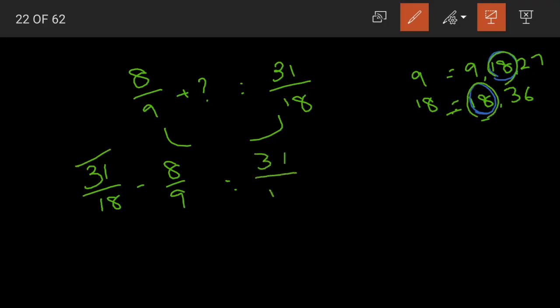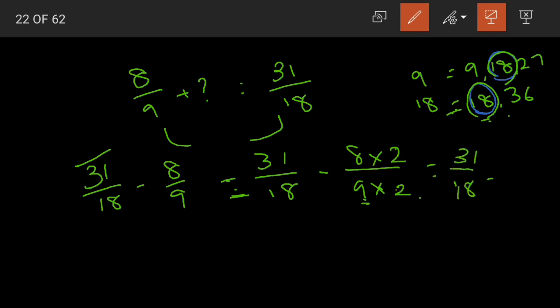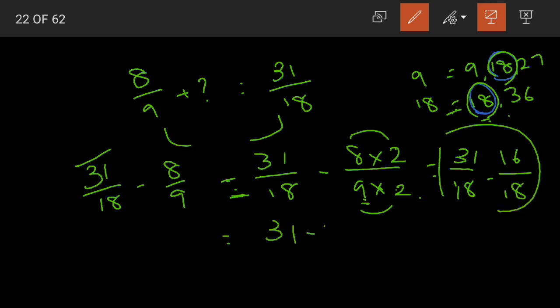The first one, 31 by 18, already has 18 as the denominator, so we'll leave it as it is. For the second fraction, 8 by 9, children, what should we multiply our 9 with to get 18? 9 2s are 18. So we are multiplying the numerator and denominator by 2. We have 31 by 18 as it is, minus 8 2s are 16 divided by 9 2s are 18. Now we have two like fractions, we can subtract them. How do we subtract? Subtract the numerators and retain the denominator. 31 minus 16, 15 divided by 18.